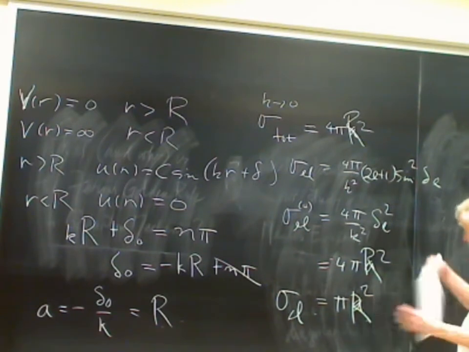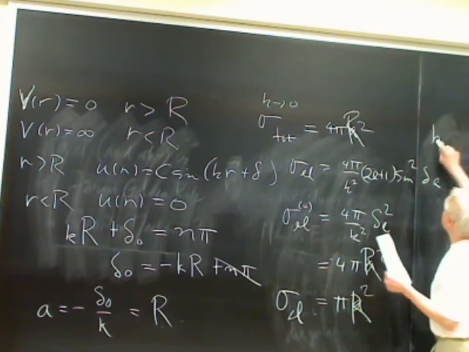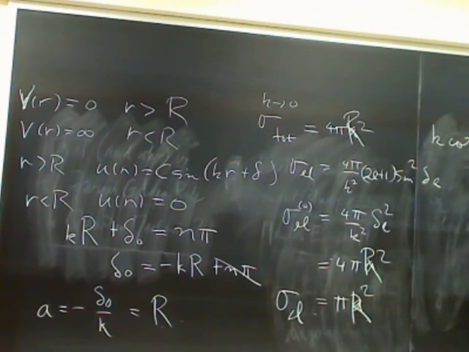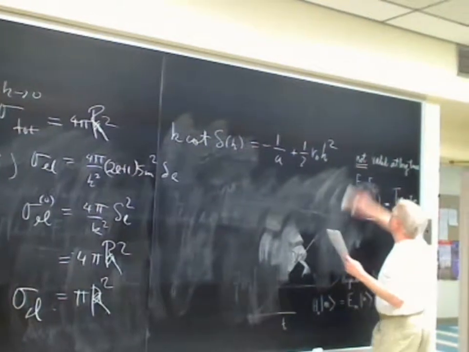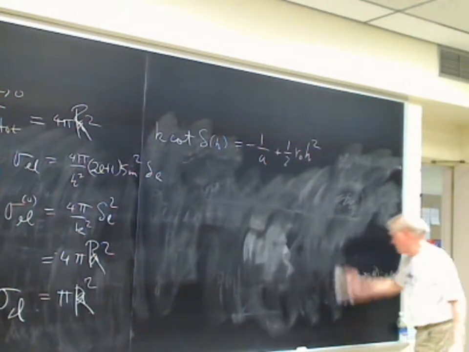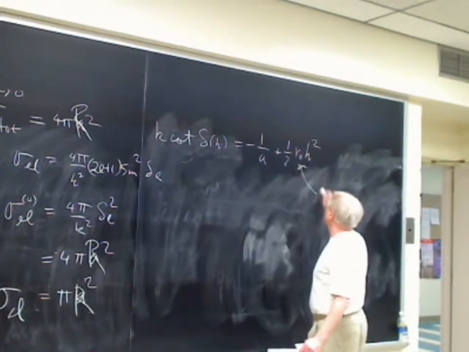And now, there's another parameter called the effective range. And let me tell you what that is. K cotangent delta of K is minus 1 over the scattering length plus a half R0 K squared. So that R0 is called the effective range. Unfortunately, it's the same variable as I used as the radius of the square well potential. So this is called the effective range.